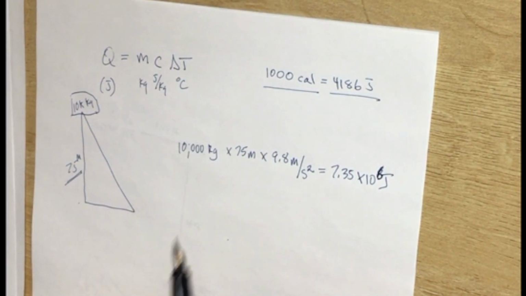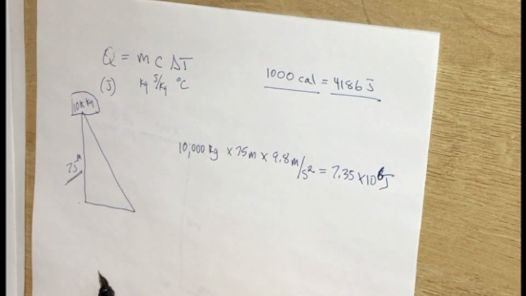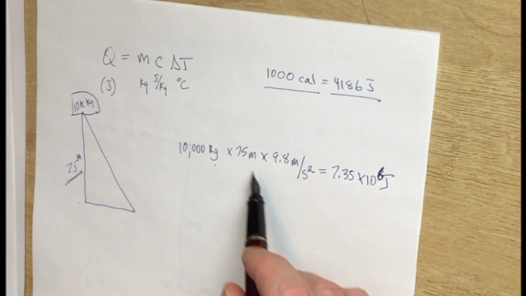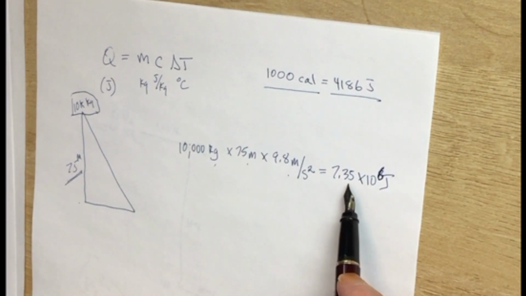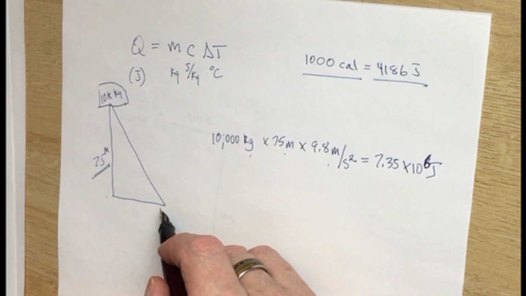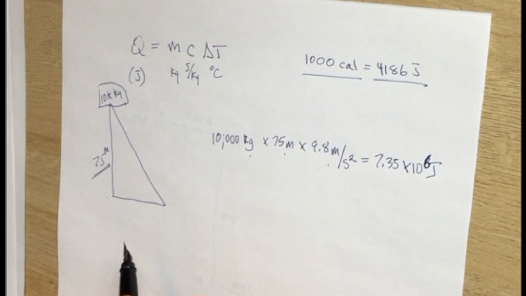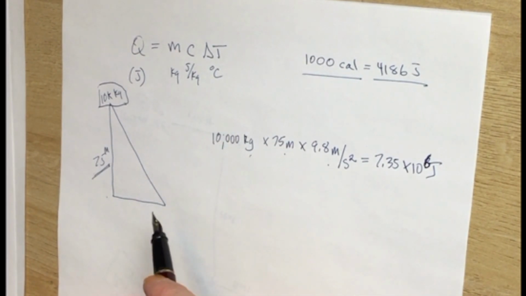Well, first of all, we have to figure out how much energy is being spent here. What's the loss in potential energy? Well, it's 10,000 kilograms times 75 meters times 9.8 meters per second squared. So about 7,350,000 joules. Now, because the speed of the truck doesn't increase, the kinetic energy is not increasing. So this loss has to go into heat.